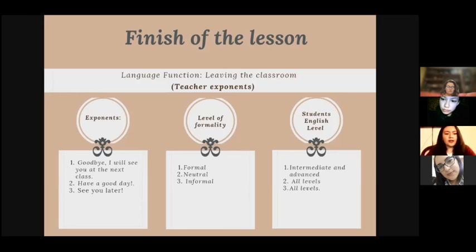The second is have a good day, and the level of formality is neutral, and the student's English level is for all levels. And the last one, here we have see you later. The level of formality is informal, and the student's English level is for all levels.